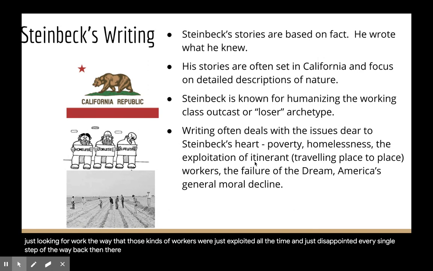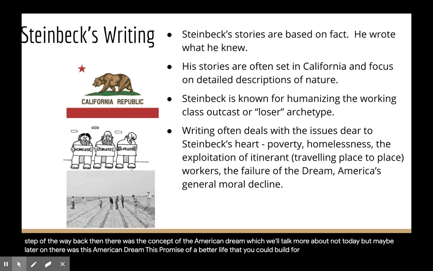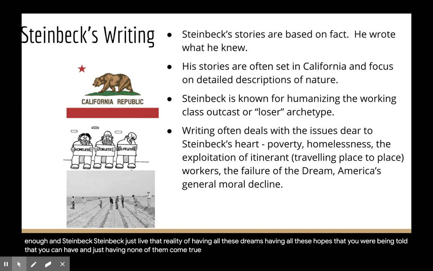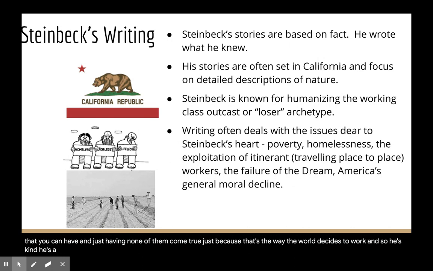Back then, there was the concept of the American dream, which we'll talk more about, not today, but maybe later on. There was this American dream, this promise of a better life that you could build for yourself if you worked hard enough. And Steinbeck lived that reality of having all these dreams, having all these hopes that you're being told that you can have, and having none of them come true just because that's the way the world decides to work. And so he's a man of the people.